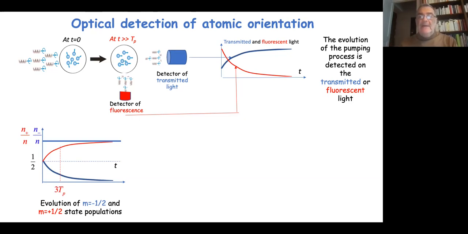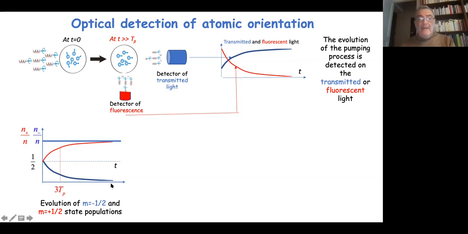The fluorescence light decreases and vanishes when the cell is completely oriented. So you see that you can follow the progression of the dynamics of the pumping by just measuring the transmitted and the fluorescence light of the cell. And you see here how the populations of the N+ and N- states evolve with time. The N+ population tends toward 1, and the N- population tends toward 0.